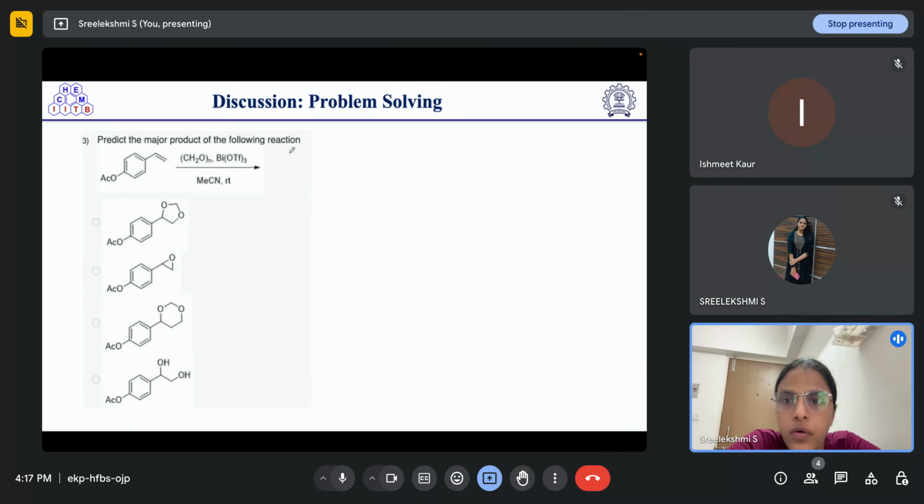Predict the major product of the following reaction. This particular compound in presence of paraformaldehyde, which is basically a polymer of formaldehyde, and bismuth triflate and acetonitrile solvent under RT condition, which will be the major product. So here bismuth triflate is basically a Lewis acid. So acid is there, aldehyde is there, alkene is there. So this is also another example for Prins reaction.